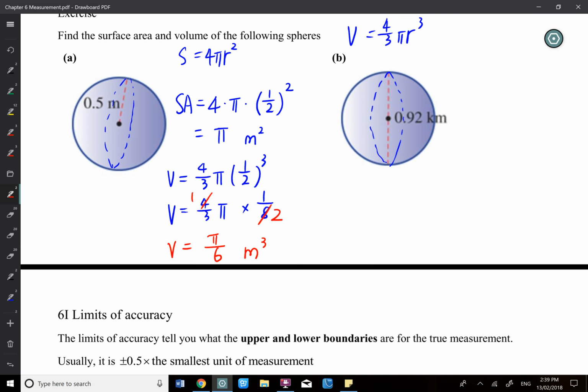Why I'm not using 0.5? Because I think it's hard to calculate 0.5 times 0.5 times 0.5. But instead 0.5 is a half. I like to see things in fraction form, which is easier for me to calculate. So I put that into half. So half squared and half cubed.